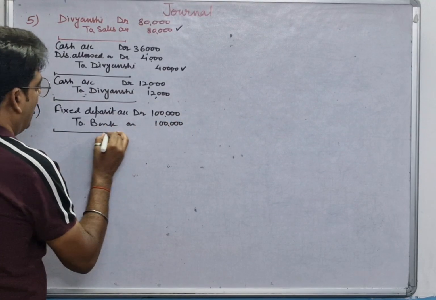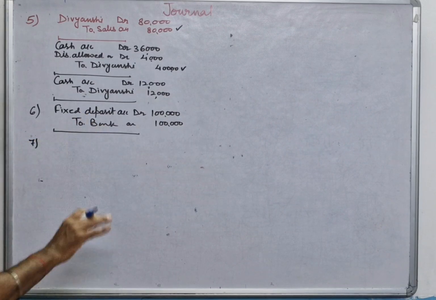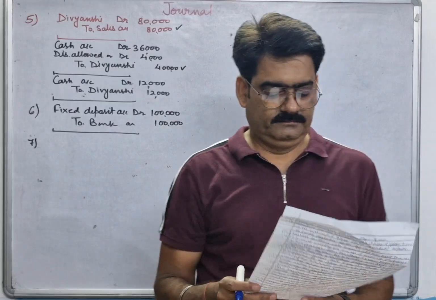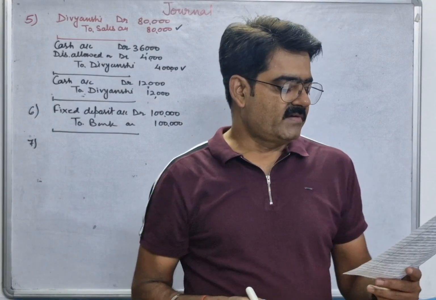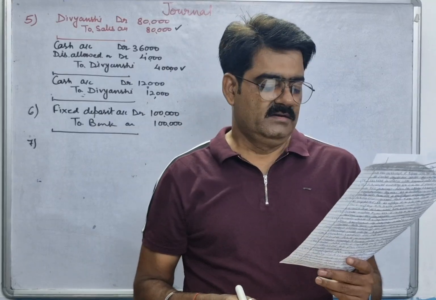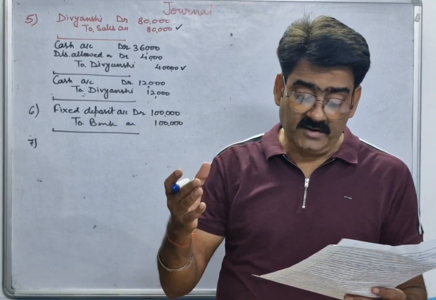Generally businessmen have current accounts, so to bank account. Simple journal entry, fixed deposit account debit to bank account. Point number 7 is check received from Y, rupees 7850 in full settlement, and check immediately deposited into the bank, and Y had to pay rupees 8,000.